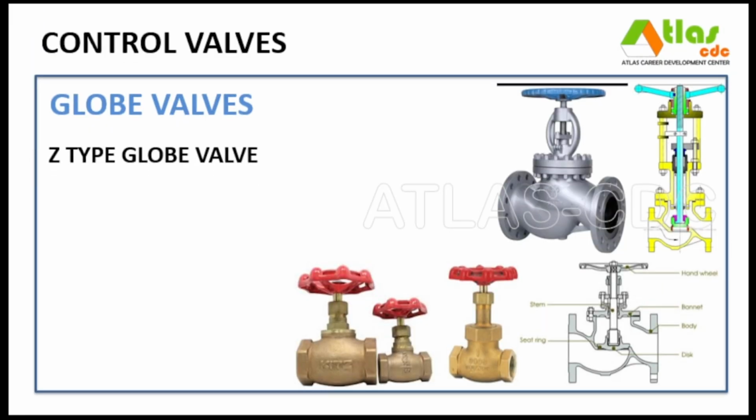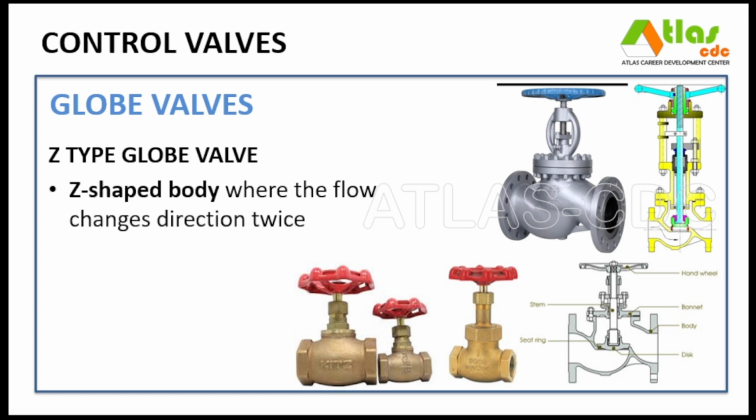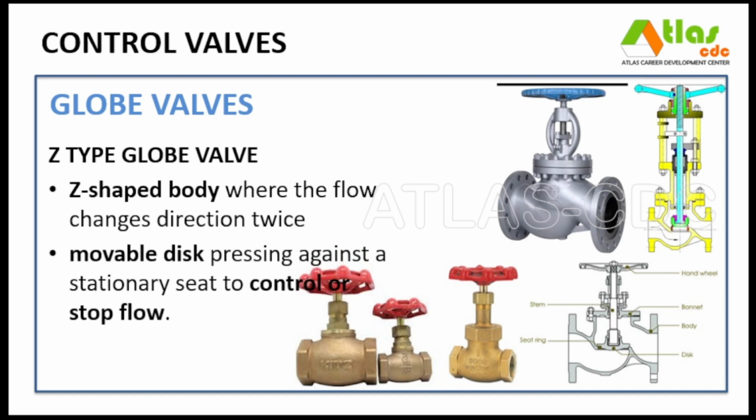The Z-type or T-type is the most common design of globe valves. A Z-type globe valve features a Z-shaped body where the flow changes direction twice, causing a high pressure drop but allowing precise throttling. Its mechanism uses a movable disc pressing against a stationary seat to control or stop flow. Common brass globe valves are typically Z-type globe valves.